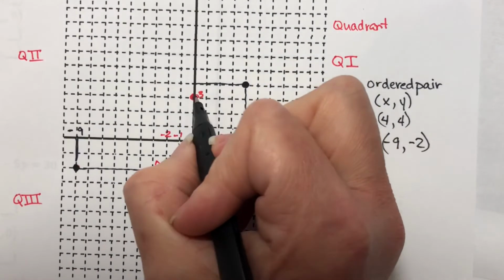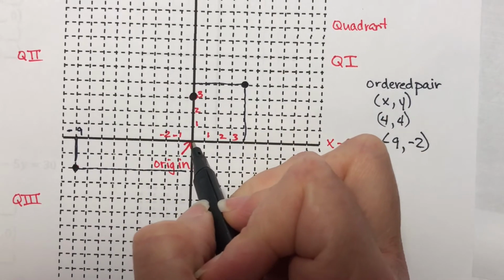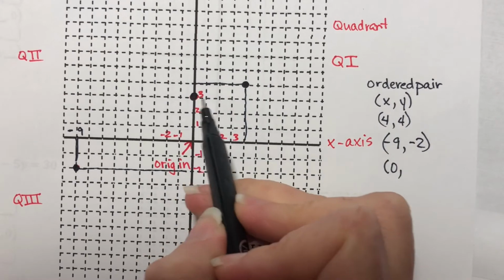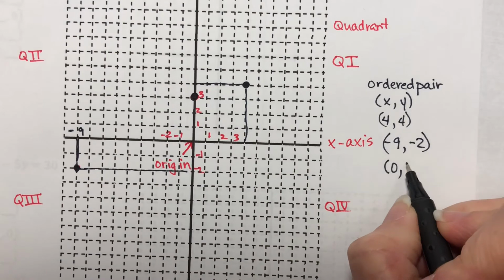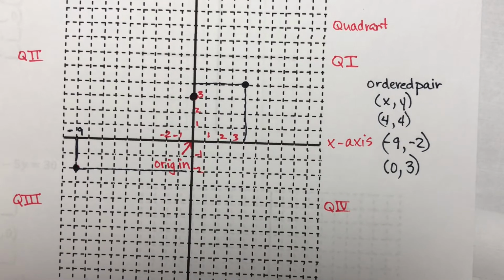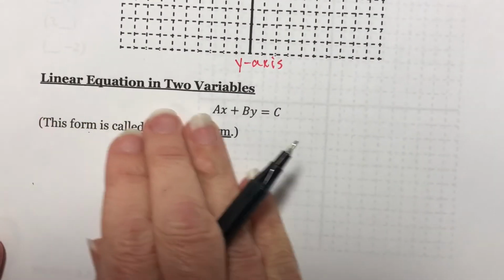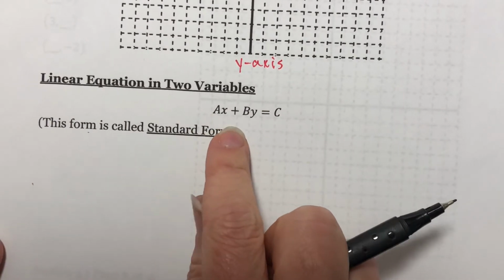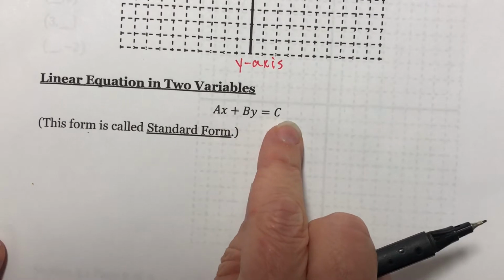Now, this point right here, where does it line up on the x-axis? It lines up at 0. And then this, where does it line up with on the y-axis? At 1, 2, 3. So that's the point 0, 3. Okay? So what we're going to be solving are linear equations in 2 variables, which is something that can generally be written in the form ax plus by is equal to c.